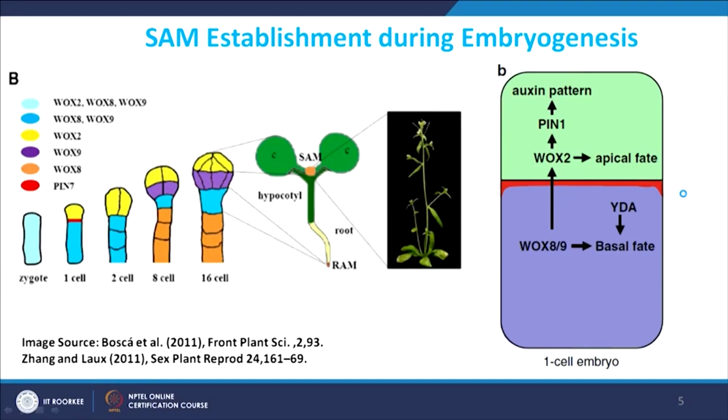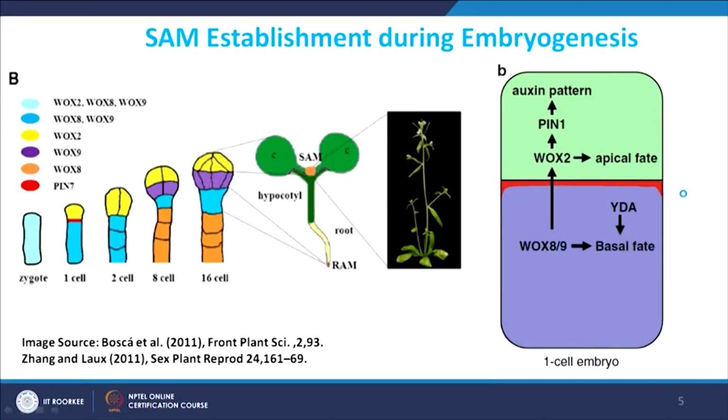There is a dynamic expression of the transcripts of these genes, which helps in establishing the apical fate or basal fate of the cells. If you look here, this is the zygote. The zygote expresses all three transcription factors, WOX2, WOX8, WOX9. But after the first asymmetric cell division, WOX2 is restricted to the apical cell, which is smaller in size, whereas WOX8 and WOX9 retain their expression in the basal cell.